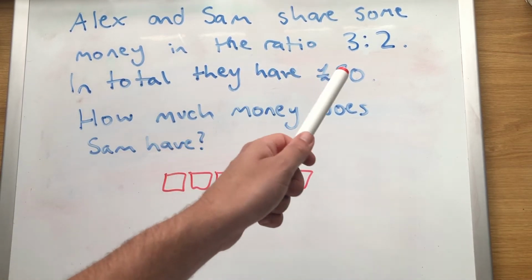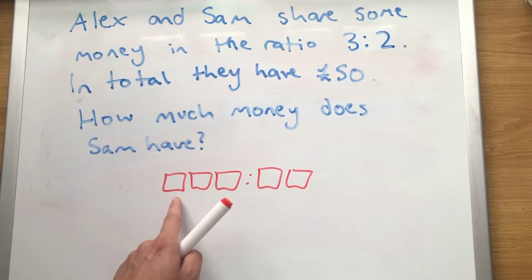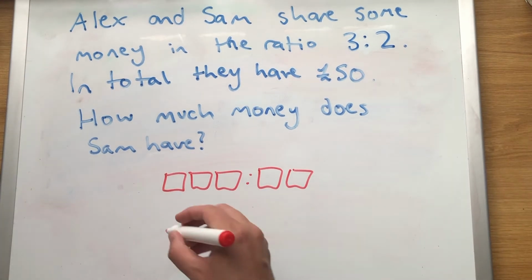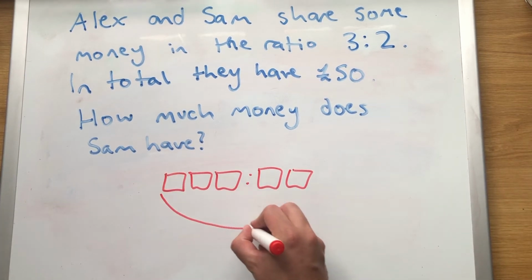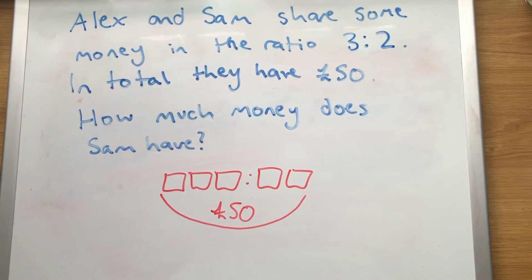In total, they have £50. So what we need to do is go, well, how many boxes are there in total? How many parts are there in total? 1, 2, 3, 4, 5. So this whole thing is 5 parts, and this whole thing is worth £50. There are 5 equal boxes, so we need to split £50 equally into 5 boxes.